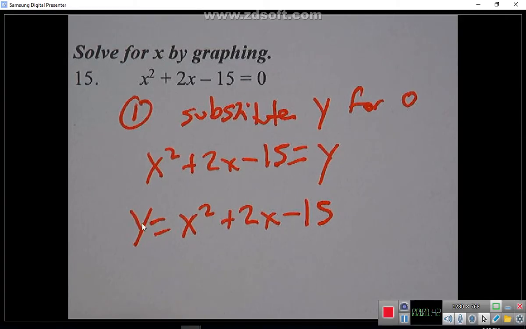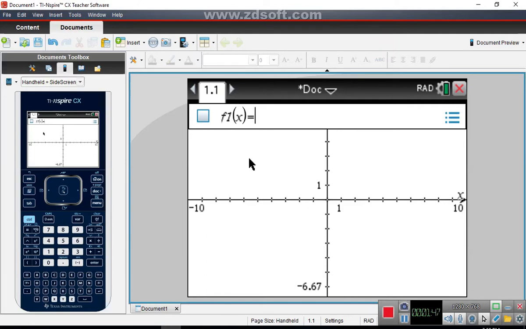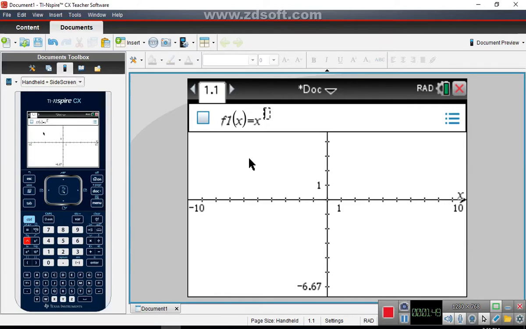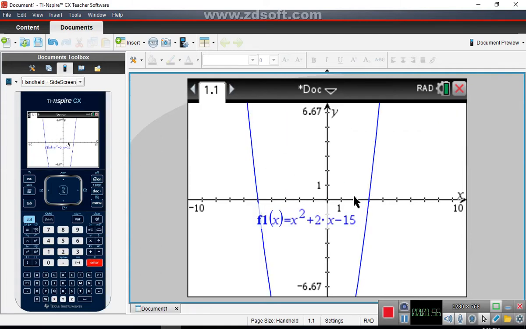So again, we have y equals x squared plus 2x minus 15. I'm going to type that right into my calculator. So I have x squared plus 2x and then minus 15. And when you graph it, we can see just by inspection that our x-intercepts are at positive 3 and negative 5.